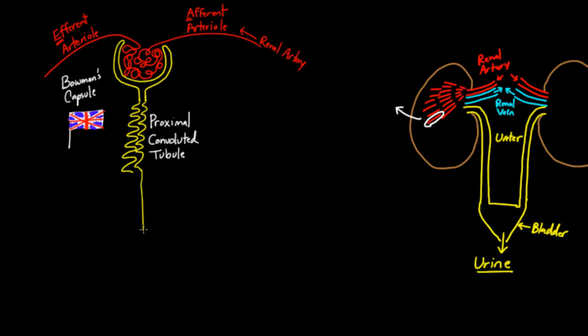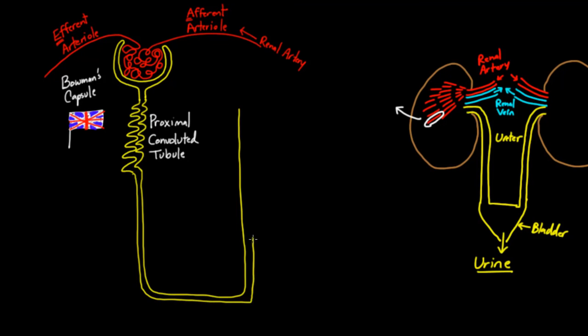And then it gets into kind of a long, deep loop, like that. And this loop is called the loop of Henle. Loop of Henle. So you're seeing now part 3 is the loop of Henle.